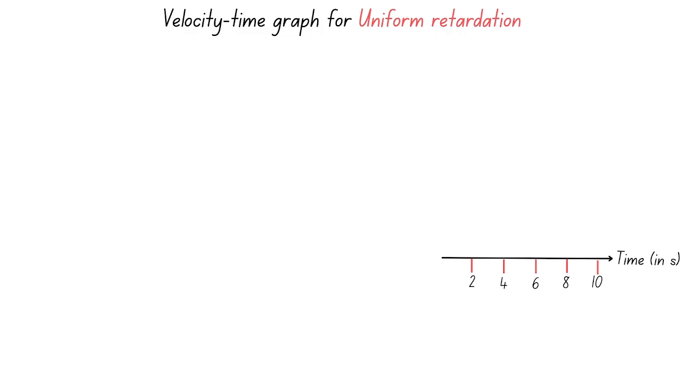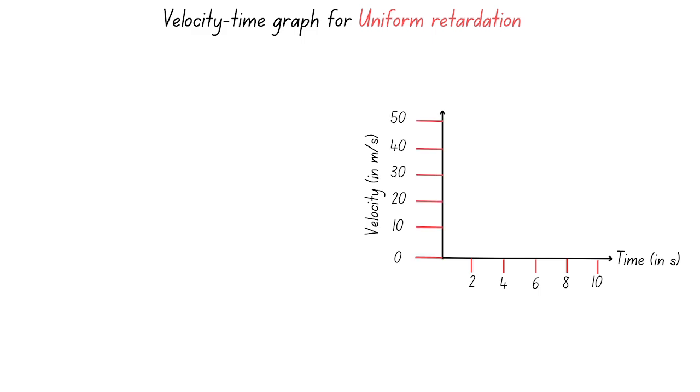What will be the nature of the graph for uniform retardation? The velocity time graph will be a straight line with negative slope. Here, the velocity gradually decreases, as is evident from the velocity time graph.